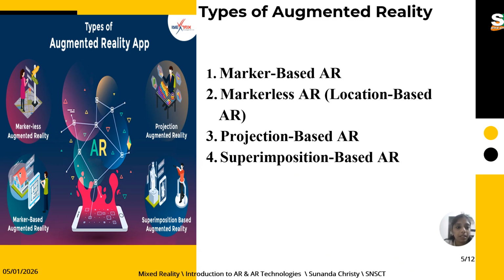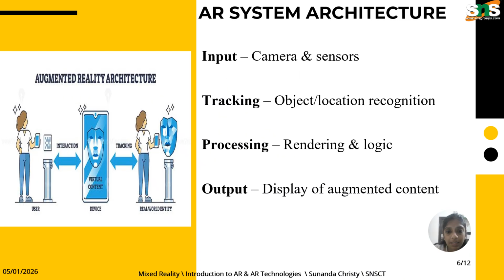Next is the markerless AR, that is location based AR, where the location of an object is used. If we are going to show any object, how it is located, all of that is markerless. The projection based AR is how we are able to do the diagrams. It is mostly helpful in education.